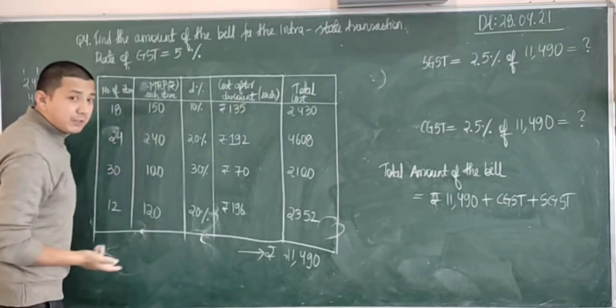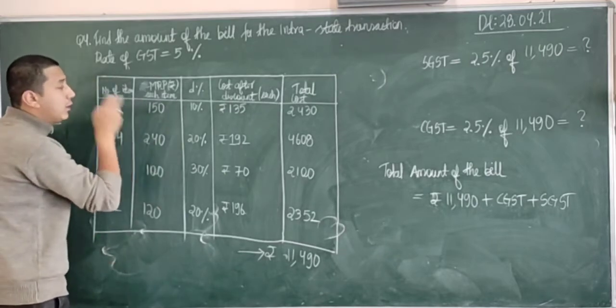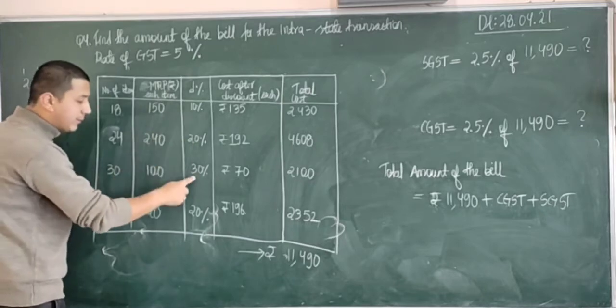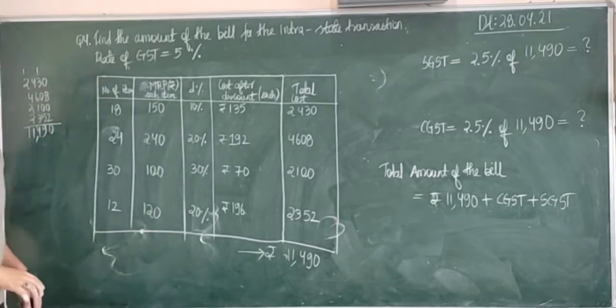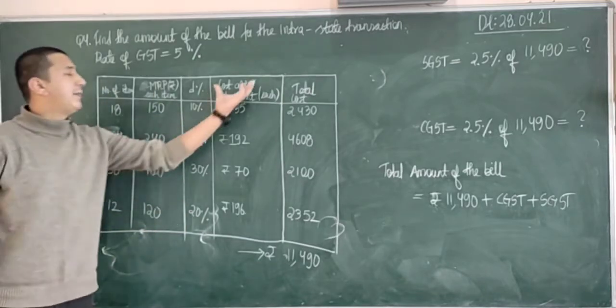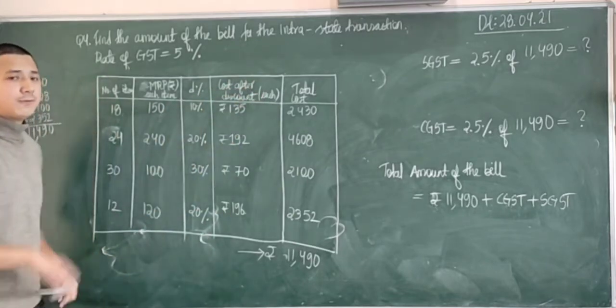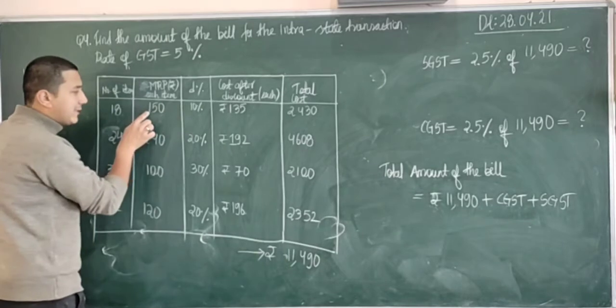Again, there is a discount given to us. The discount for one item is 10%, 20%, 30% and 20%. Am I clear? So now I'll be calculating the cost after discount for each item. For each item, what is the price?